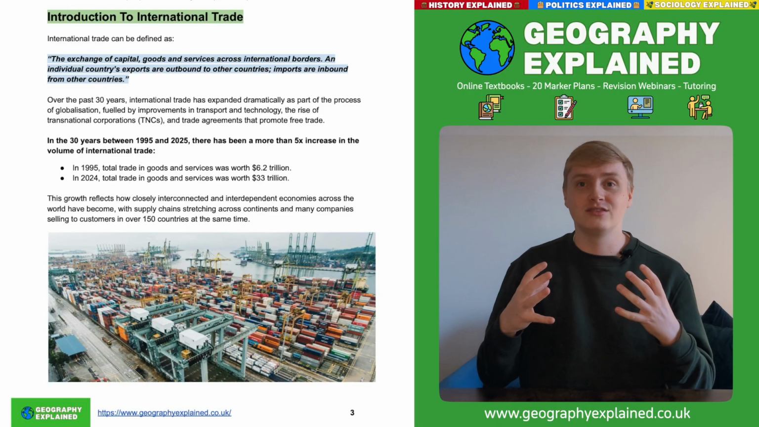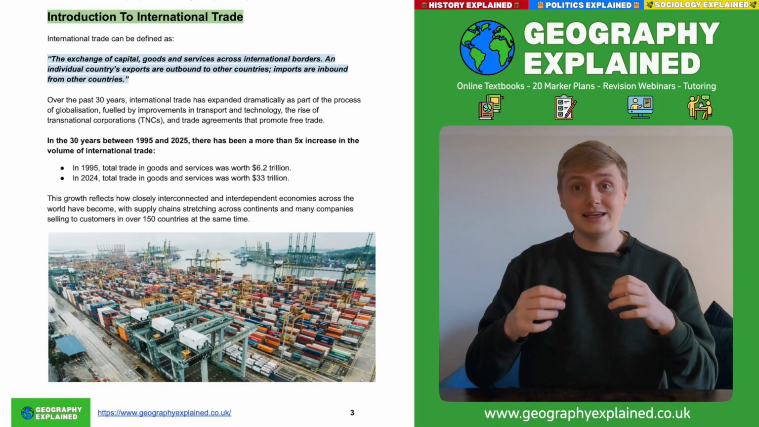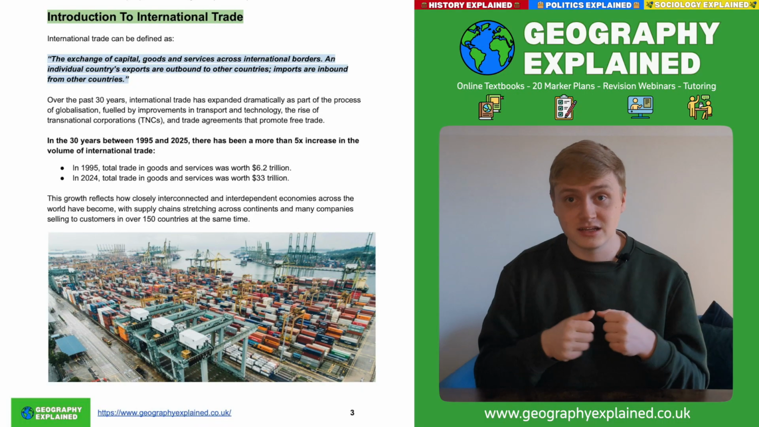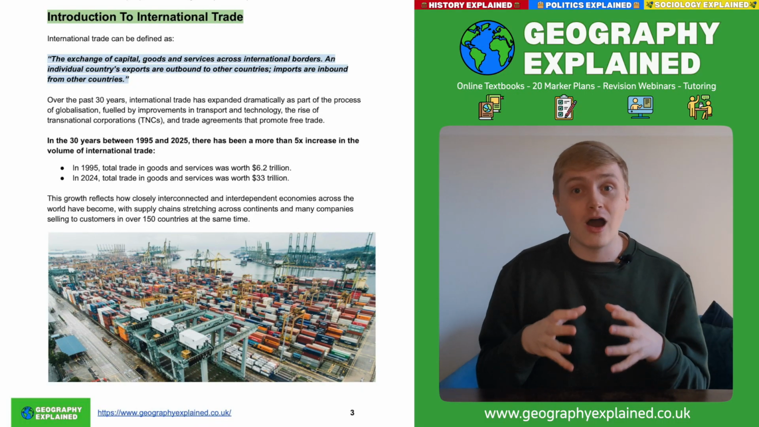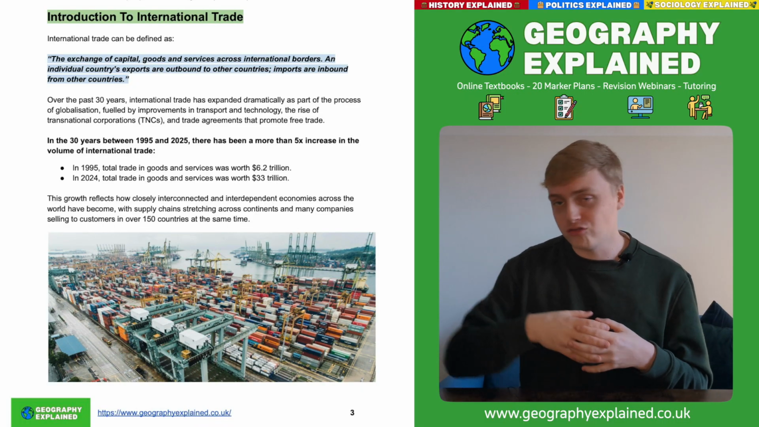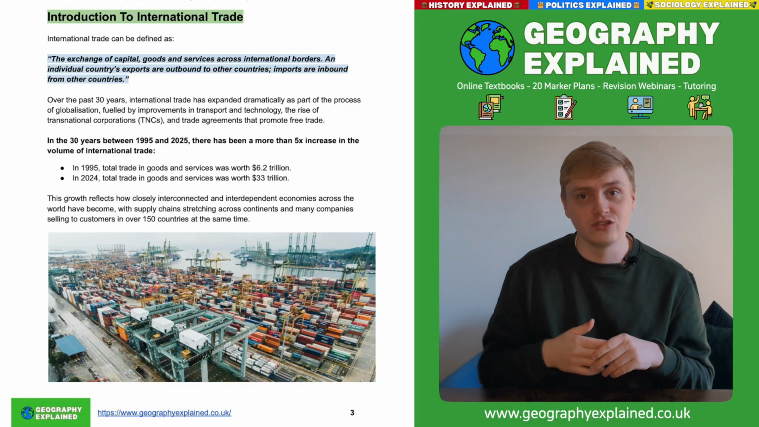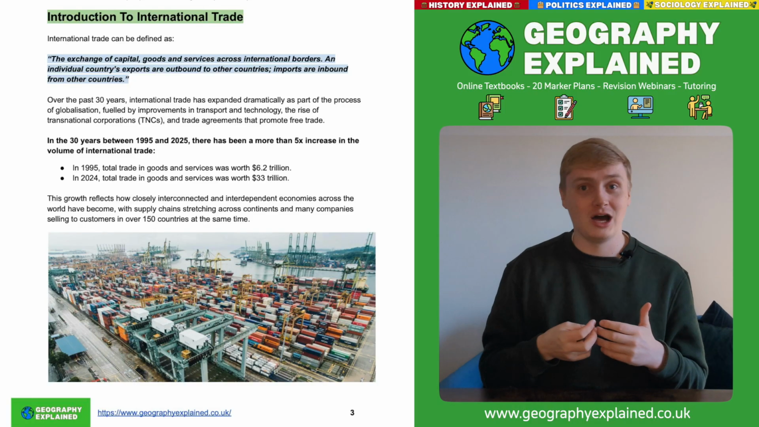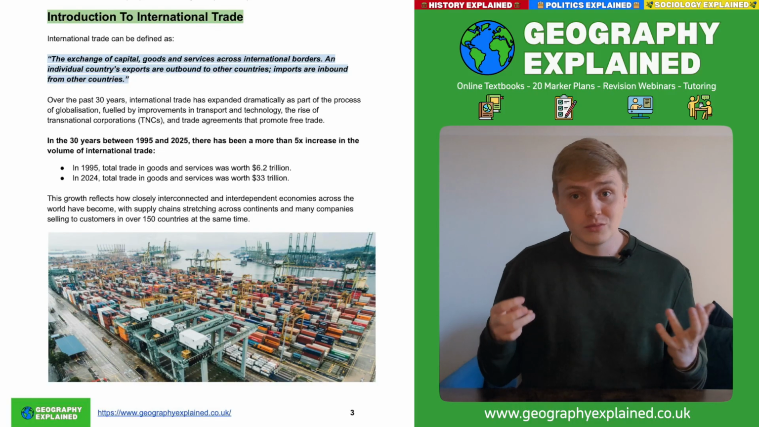This reflects the fact that countries are increasingly interdependent and interconnected. They don't just make everything within their own country to sustain themselves, whether that's food, manufactured goods, or services such as social media channels.